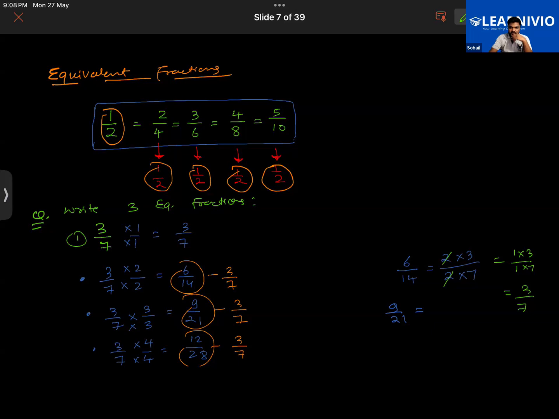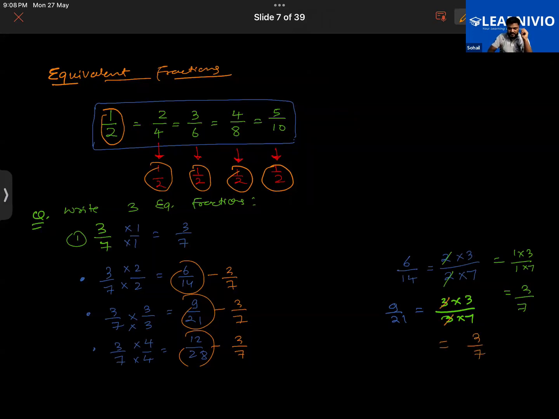Done. Okay, so how did you write 9? How did you write this number? I wrote 3 times 3. Good. Then 21 is 3 times 7. Which two numbers are getting cancelled? This 3 and this 3. So you are again left with 3 upon 7.